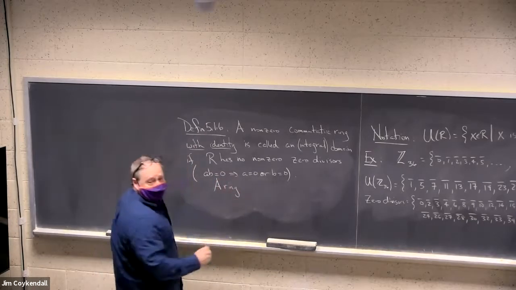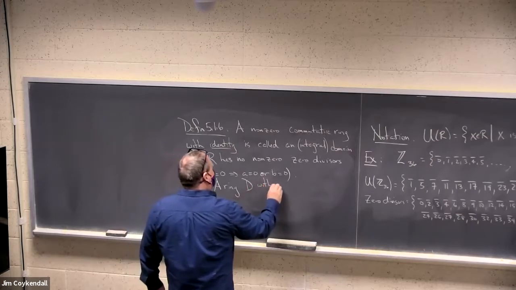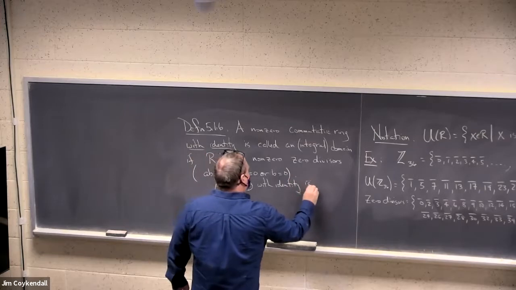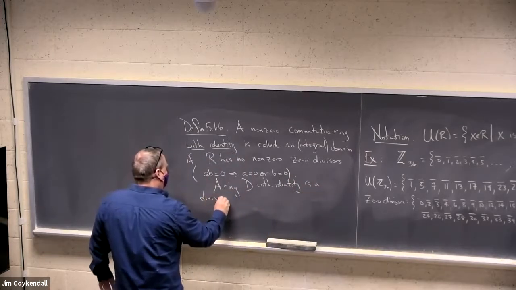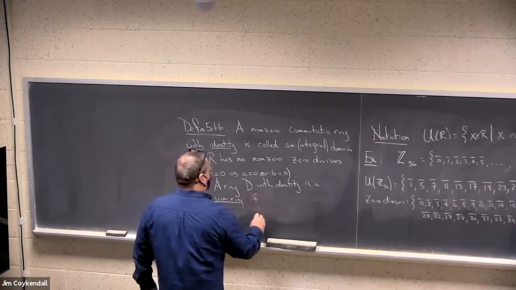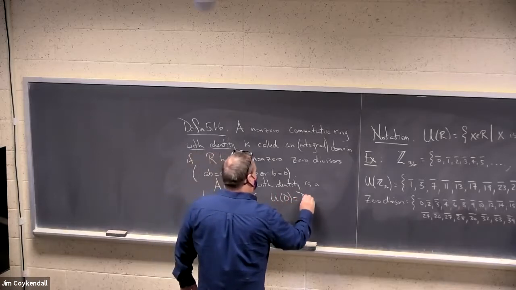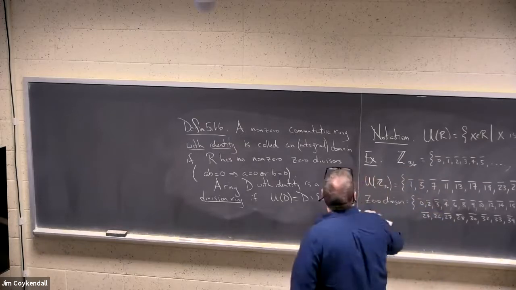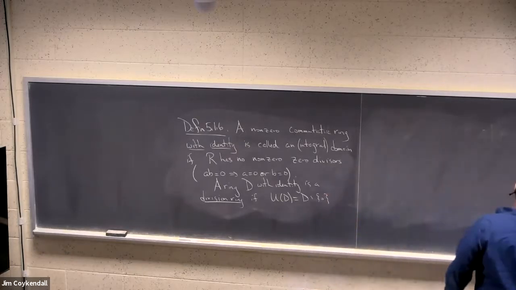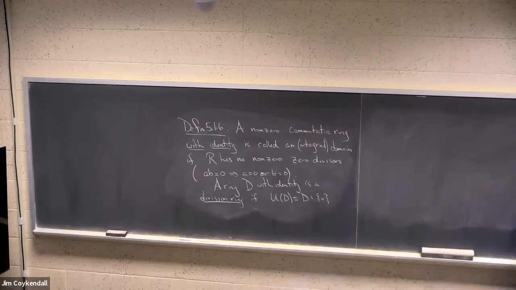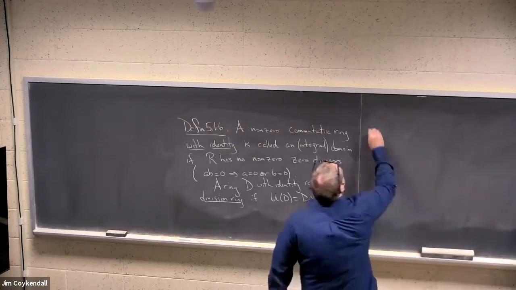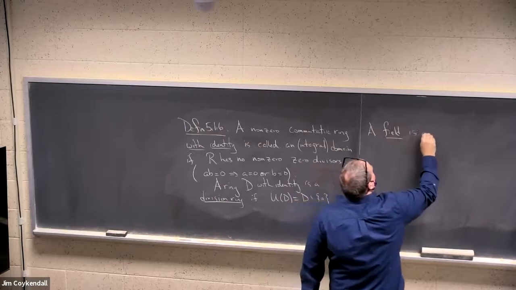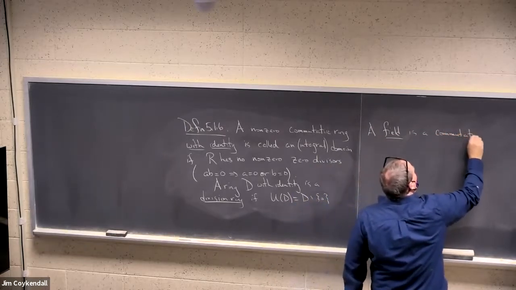To add to this, a ring D, not necessarily commutative, with identity is a division ring if the units are D minus zero. That is to say, it's a division ring, and I think that's a very good name for it, because it means you can divide by anything that's not zero. Anything that is not zero is a unit, so you can put it in a denominator, so to speak. And finally, a field is a commutative division ring.